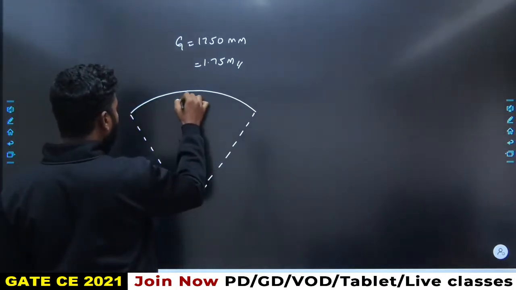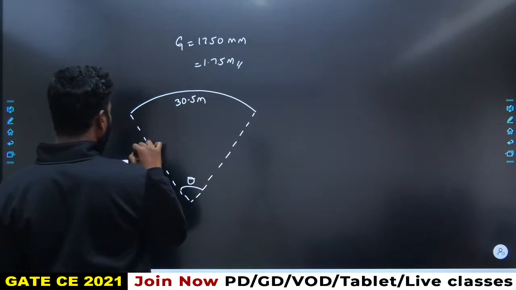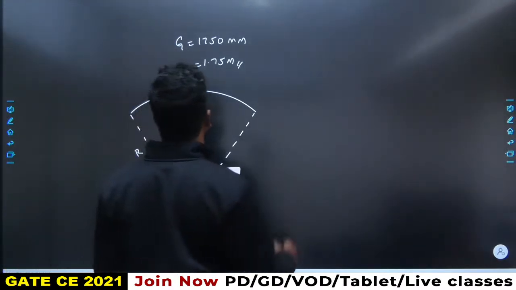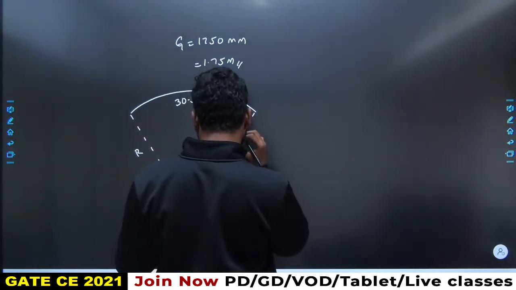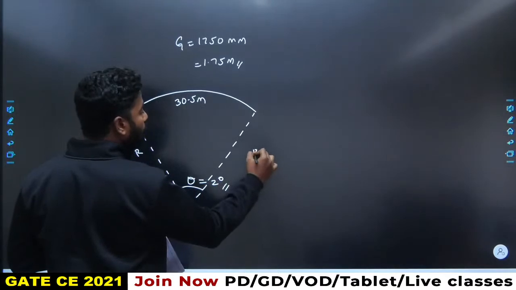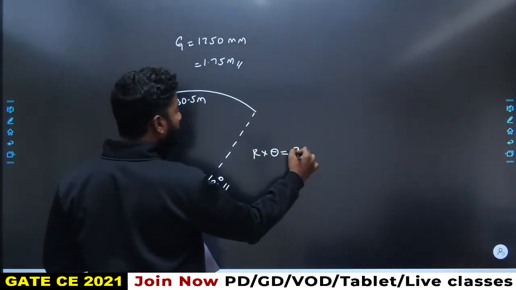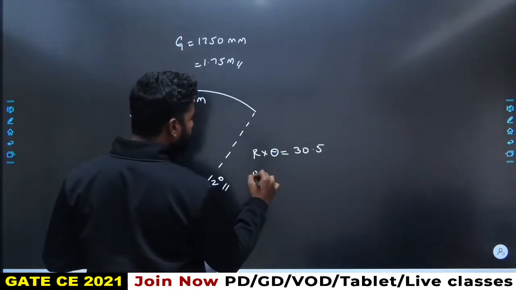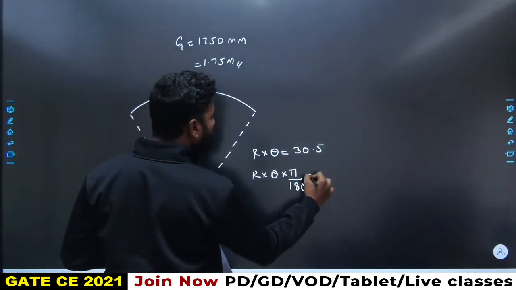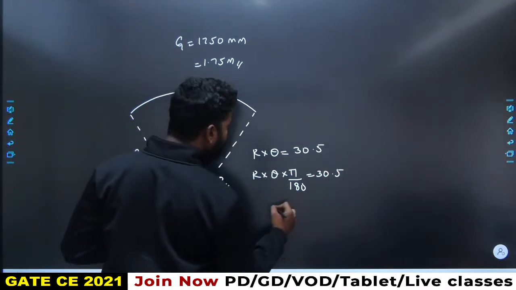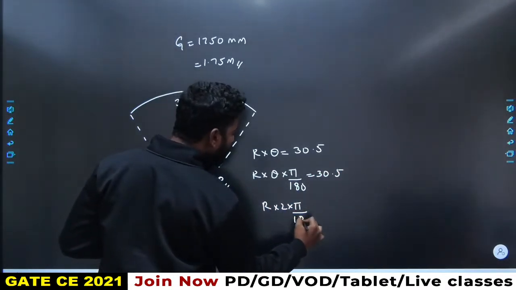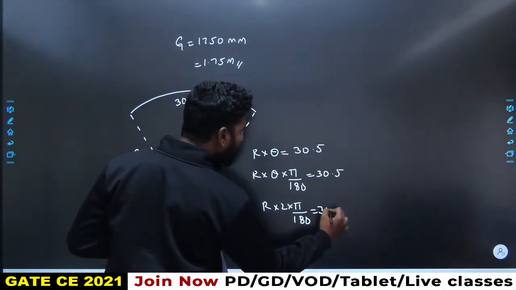If this is 30.5 meters, what is the angle subtended at the center? The cant deficiency of the curve. So, what can you write? Degree of the curve is given as 2 degrees. How do you find the radius? R into theta would be equal to 30.5 meters. Theta, you have to convert into radians, pi upon 180, so R into 2 into pi upon 180 equals 30.5.